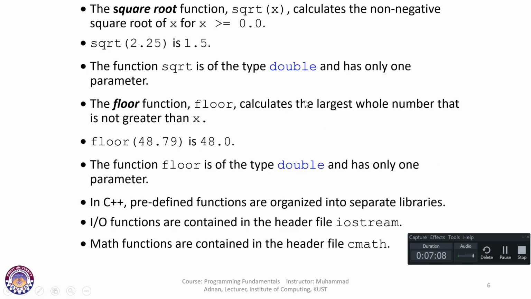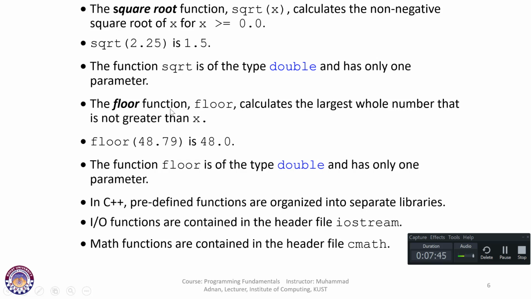All right, then we have another built-in function, the square root function, written as sqrt(x). It calculates the non-negative square root of x, so x should be greater than or equal to 0.0. For example, what is the square root of 2.25? It is 1.5. The function sqrt is of type double and has only one parameter. So remember, you cannot give two parameters to it, because it will give you the square root of only one value.